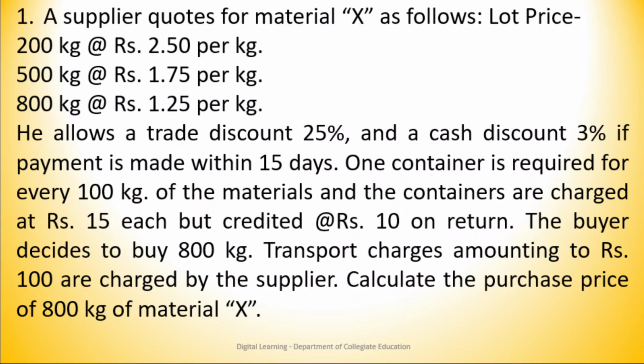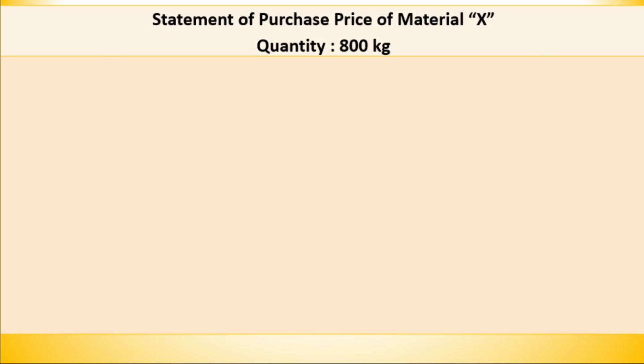Each container costs rupees 15 and if it is returned, you will get a credit of rupees 10. And one container is required for every 100 kgs. Transport cost is also given, rupees 100. Now we've been asked to calculate the purchase price for 800 kgs of material X. Let's begin with the solution.